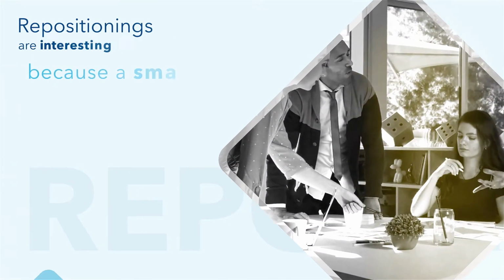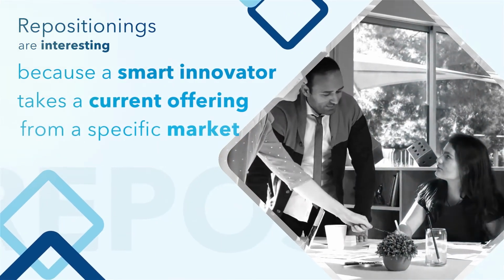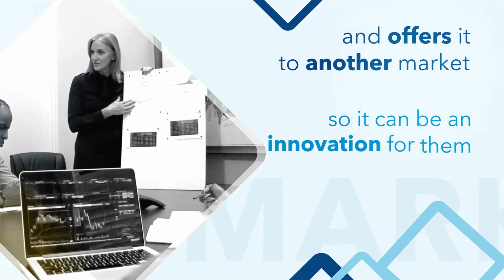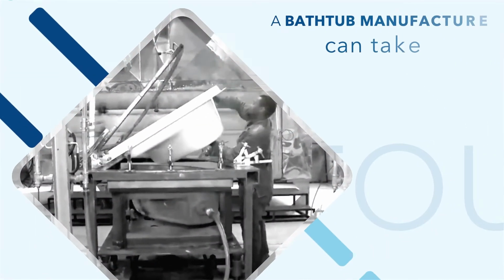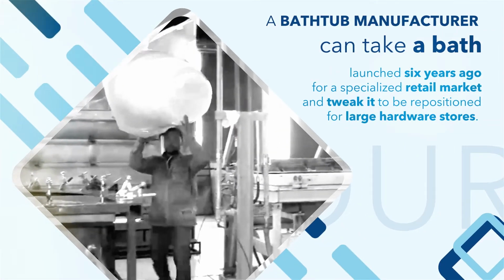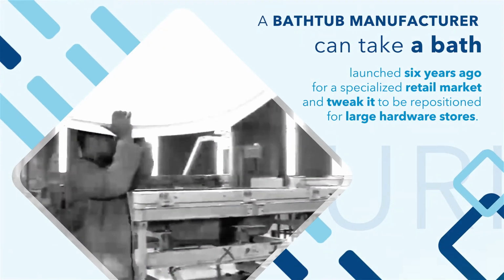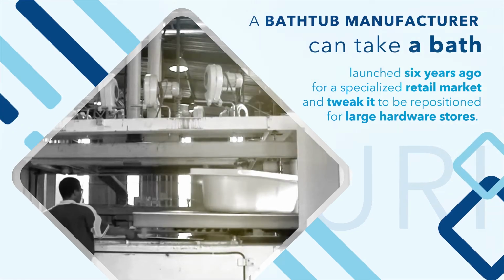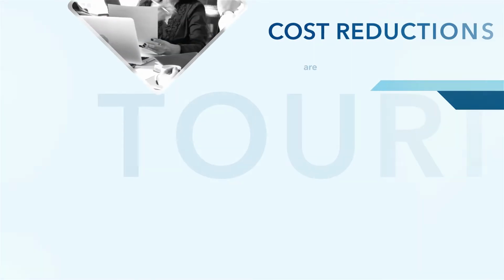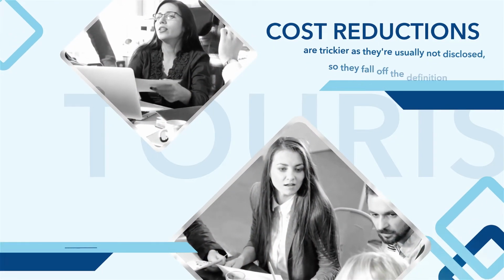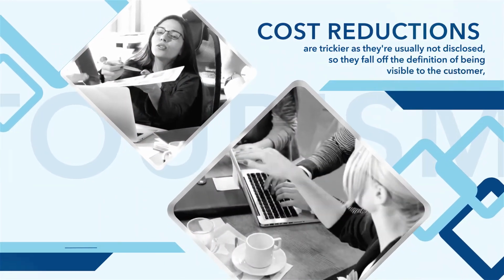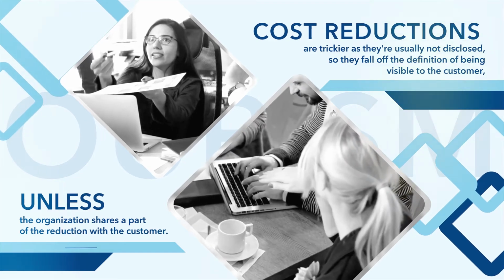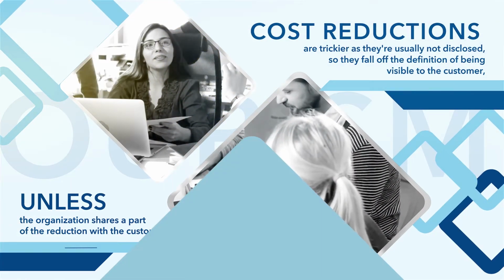Repositionings are interesting because a smart innovator takes a current offering from a specific market and offers it to another market so it can be an innovation for them. For example, a bathtub manufacturer can take a bath launched 6 years ago for a specialized retail market and tweak it to be repositioned for large hardware stores. Cost reductions are trickier as they're usually not disclosed, so they fall off the definition of being visible to the customer unless the organization shares a part of the reduction with the customer.